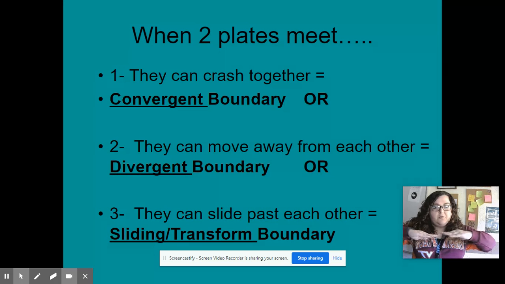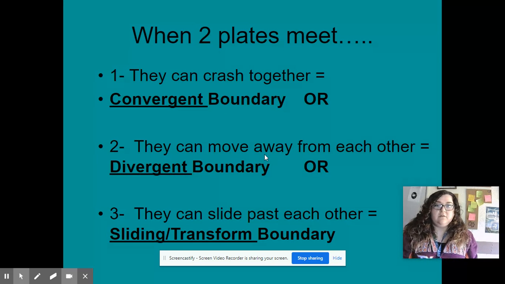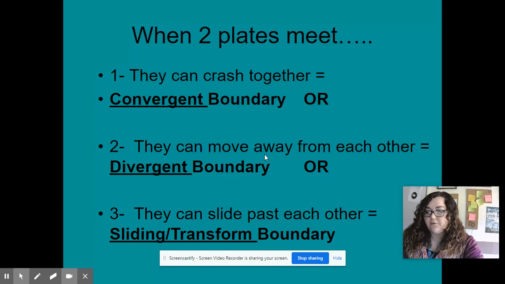The plates can just be pulled apart. Or there's a third option, they can slide past each other. So that would be more like this. So that's the 3 options that plates can do. They can come together, pull apart, or go past one another. And you get different things at each of these types of boundaries. So we have convergent, which is coming together, divergent, which is pulling apart, and sliding or transform boundaries, which is going past each other. So that's going to be your first 3 blanks there for the 3 types of boundaries.